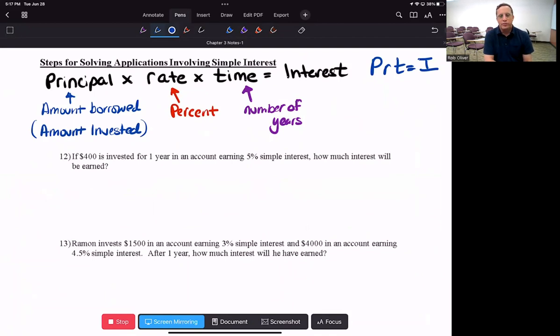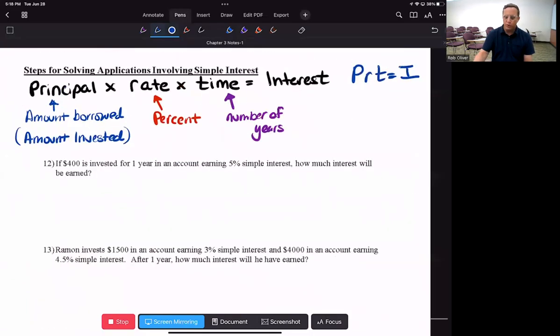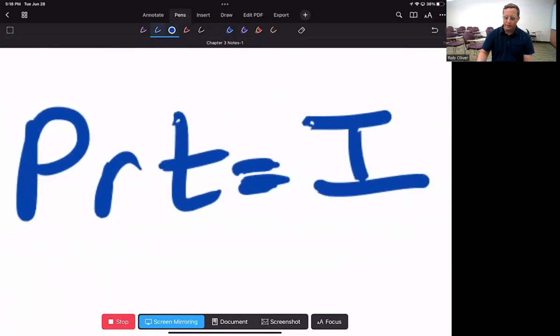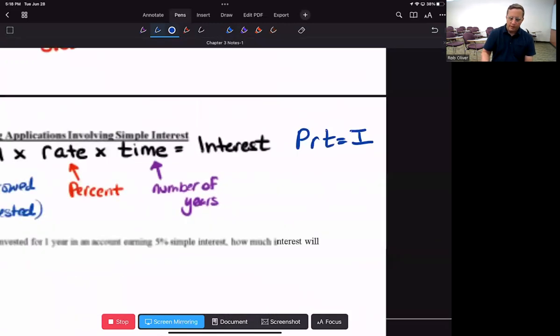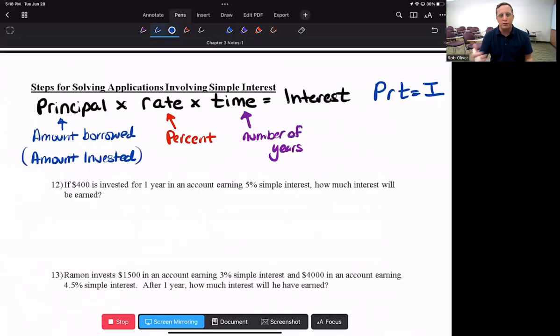All right, now this section right here, we talk about the simple interest formula. The simple interest formula is right here, actually. Principal times rate times time equals interest, P R T. That's the simple interest formula. It's good before you use it to know what all those things represent.